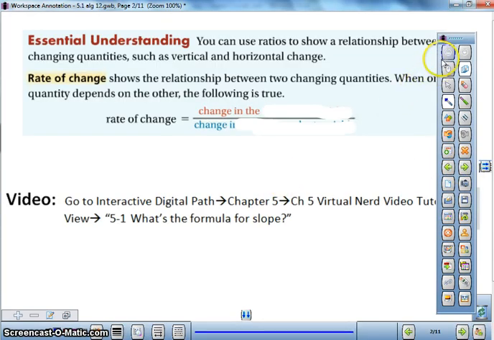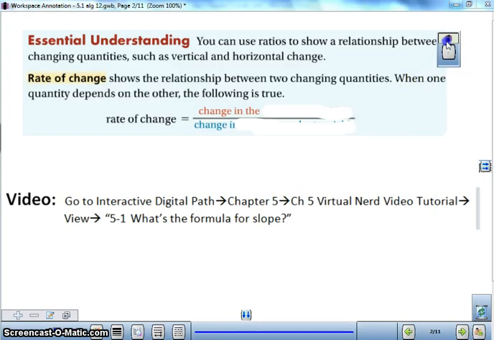One of the essential things that I need for you to be able to understand, and if you're also looking in your textbook in lesson 5.1, is that you can use ratios to show a relationship between changing quantities, such as what's called the vertical and horizontal change. This is a special name. We call this our rate of change.